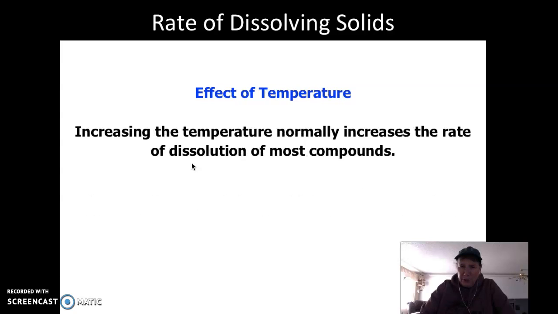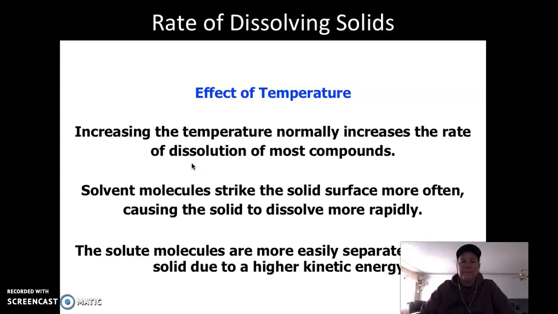Temperature: when you increase the temperature, the rate of dissolution happens faster because you're exposing more water to the particles, since the particles are moving faster. They're exposed to more things, so they're going to dissolve faster. The solvent strikes the solid surface more rapidly, and it'll cause it to dissolve.